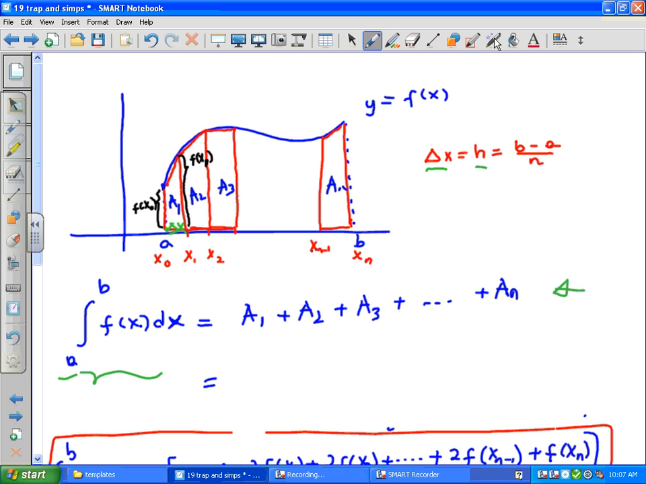Let's remember, what was the area of a trapezoid? Area of a trapezoid equals 1/2 times h times a plus b. A plus b are the two parallel heights, right? So for this particular question, it's going to be 1/2 times h, or you could say delta x, it's up to you, same thing. Times a plus b. What is my a plus b for this question?